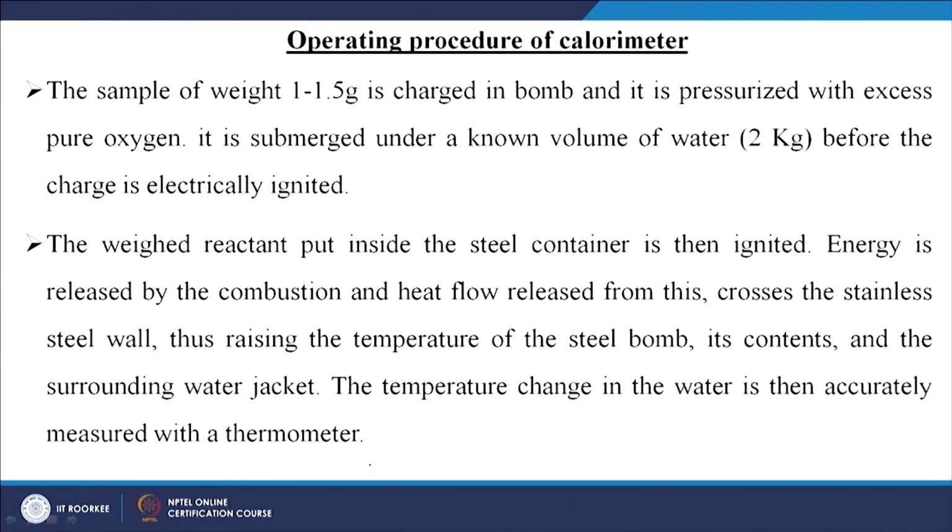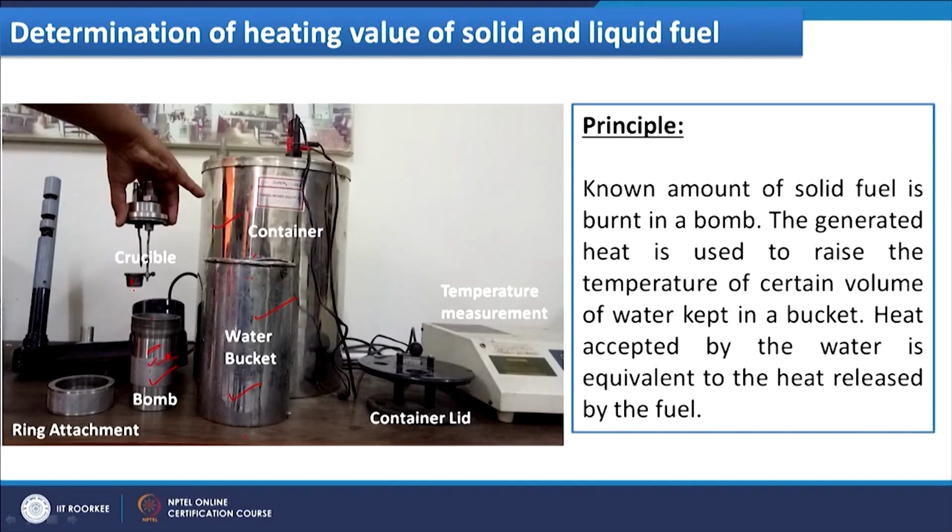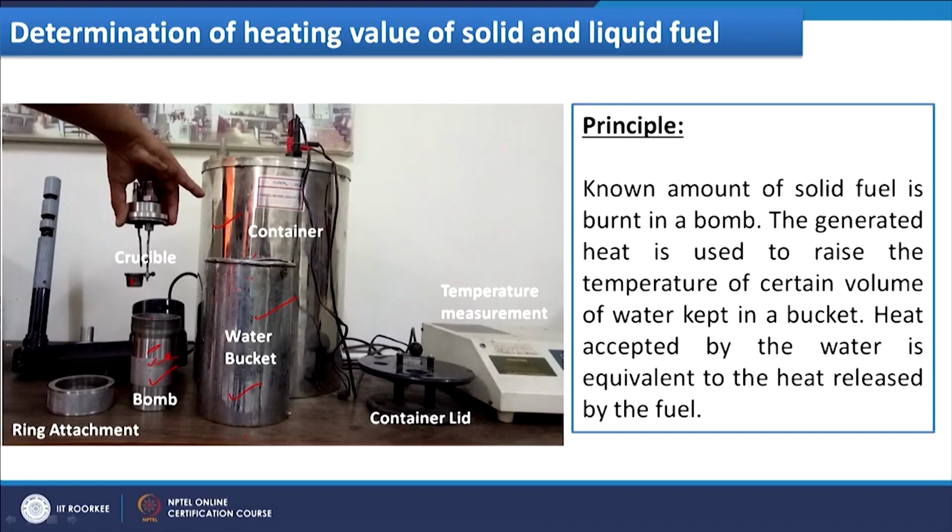Now, I will explain the steps. So, what will we do? At first we will take 1 to 1.5 gram of material in the crucible, and then we will use some thread or wire to ignite it, and after ignition we will get the temperature change, how the temperature is changing and what the equilibrium temperature is, what the difference between the equilibrium temperature and the initial temperature is. Then we will do the energy balance. So, how do we do the energy balance?